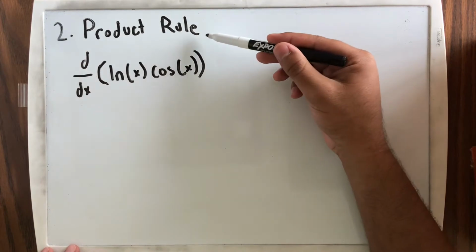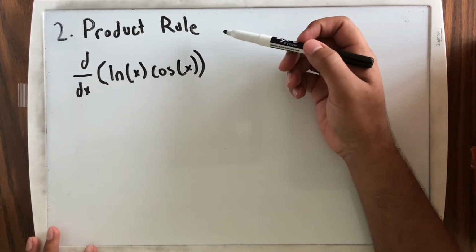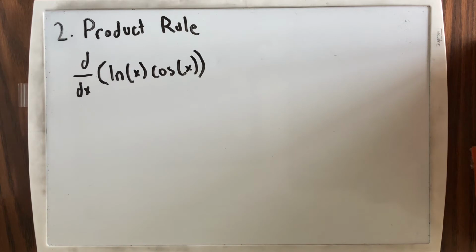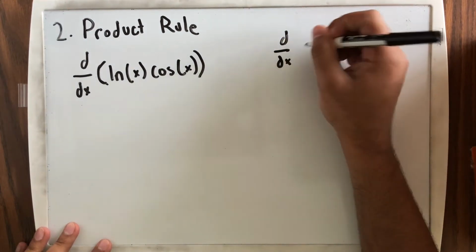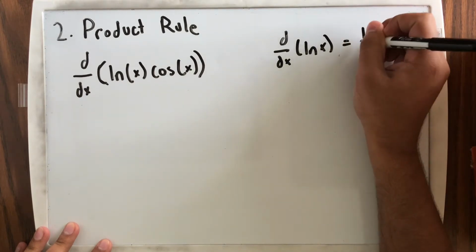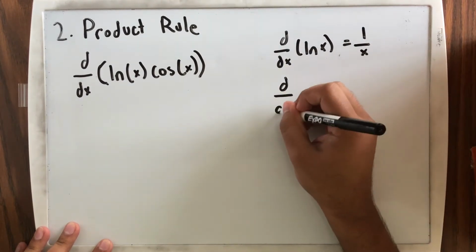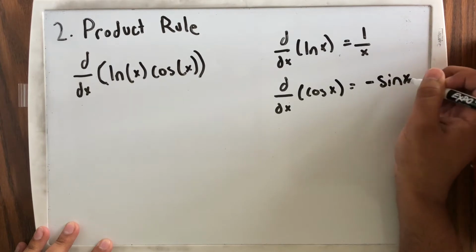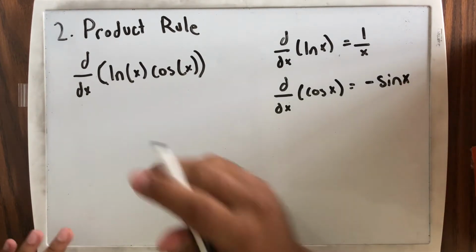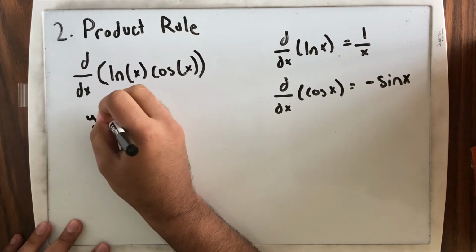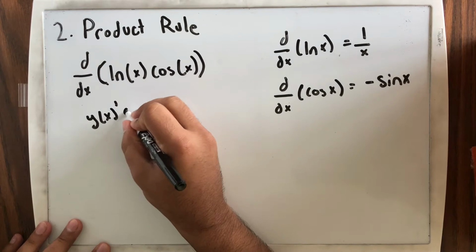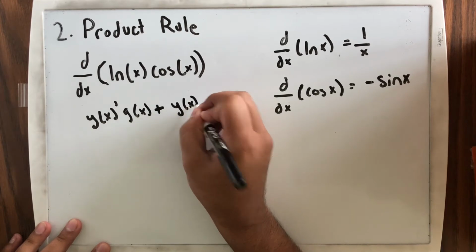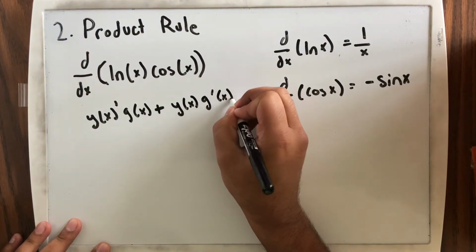Next, we'll look at the product rule. This is useful whenever two functions are being multiplied together. In this case, we're going to use natural log of x multiplied by cosine of x. Now, the derivative of natural log of x is equal to 1 over x. And the derivative of cosine of x is equivalent to negative sine of x. Now, the way you do product rule is you take the derivative of the first function, multiply it by the second function, and then add the first function multiplied by the derivative of the second function.